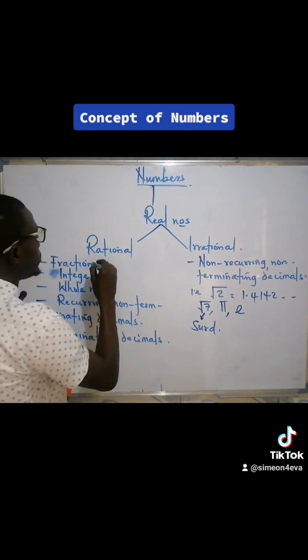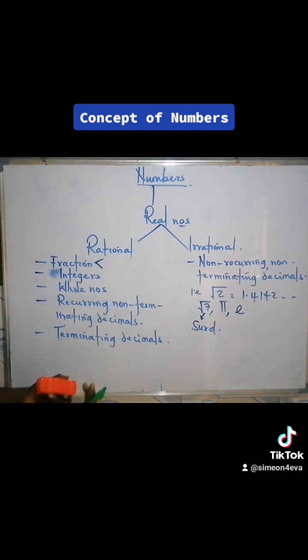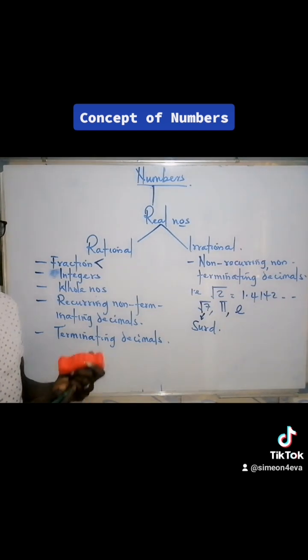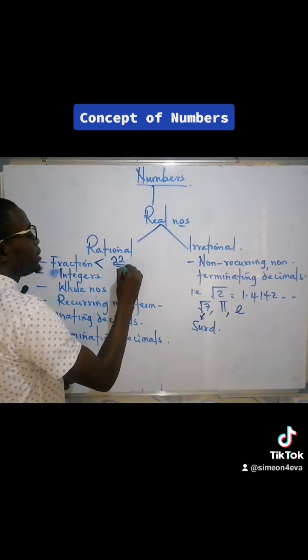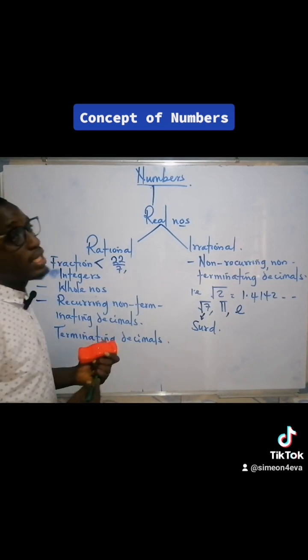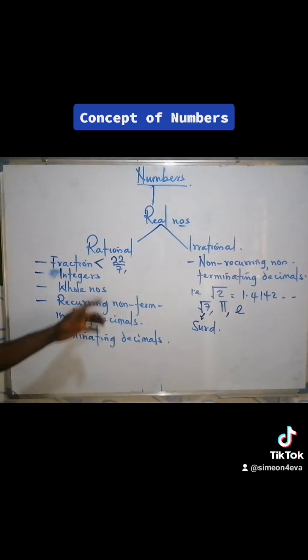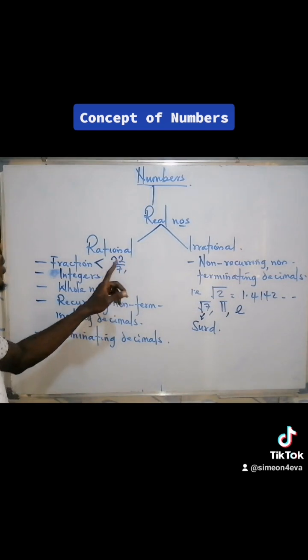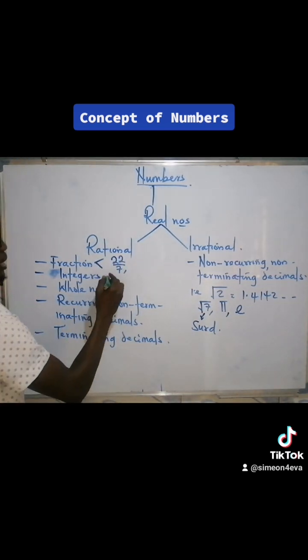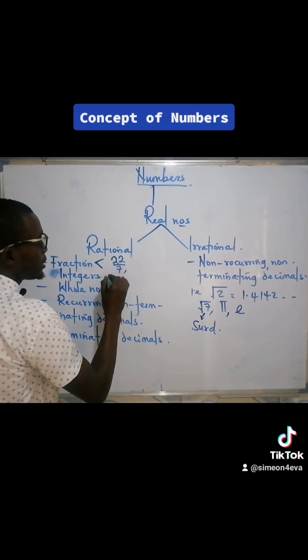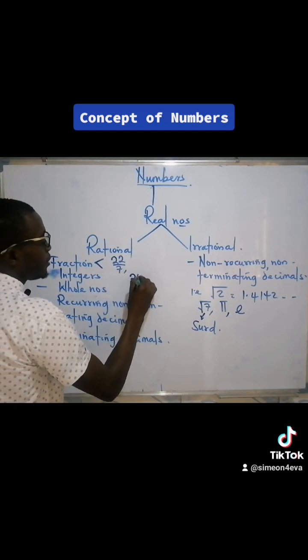Now let's go to fraction. We all know that a fraction is part of a whole. It has a numerator, the upper part, and it has a denominator, the lower part. So 22/7 is a rational number because it's a fraction. So be it any type of fraction, they are what? Rational numbers.